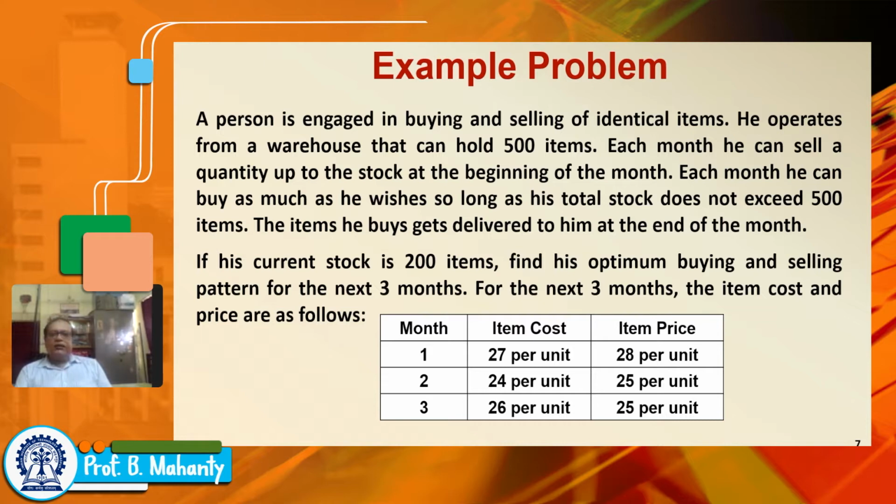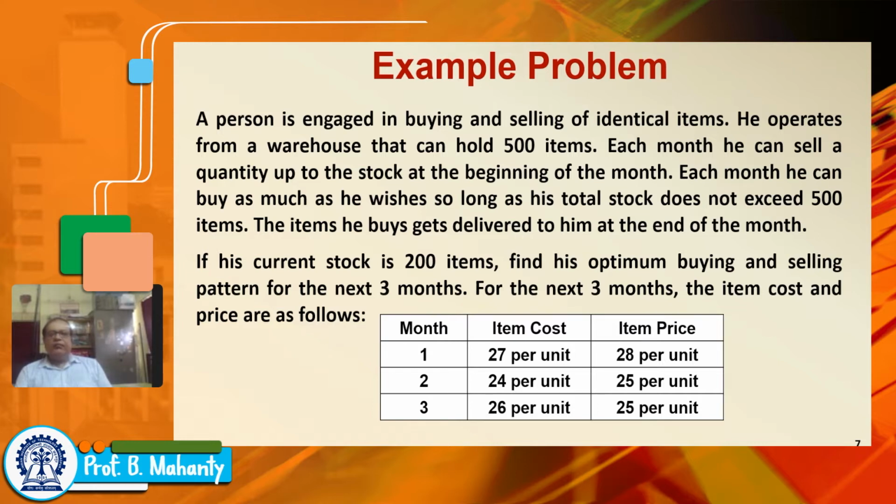For the next 3 months, the item costs and prices are as follows. Month 1, month 2, month 3: cost is 27 per unit, 24 per unit, and 26 per unit, and price is 28, 25, and 25 per unit respectively. So you see what is happening. He buys in each month at these costs, and he sells at these prices. So that is what he does.